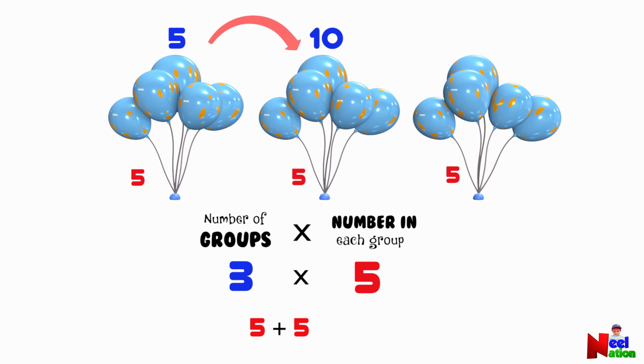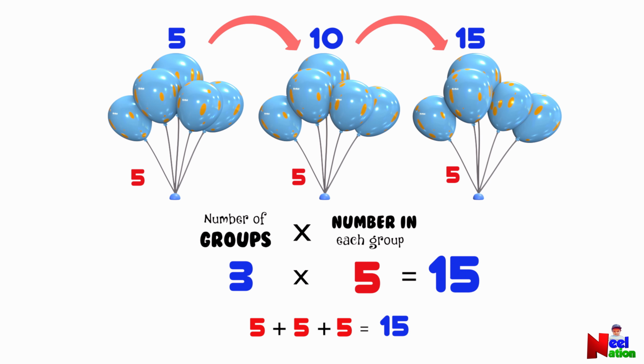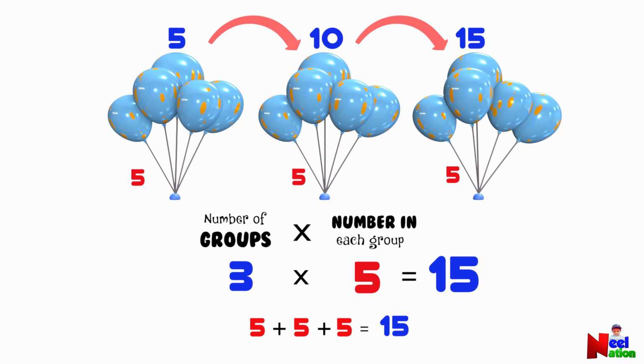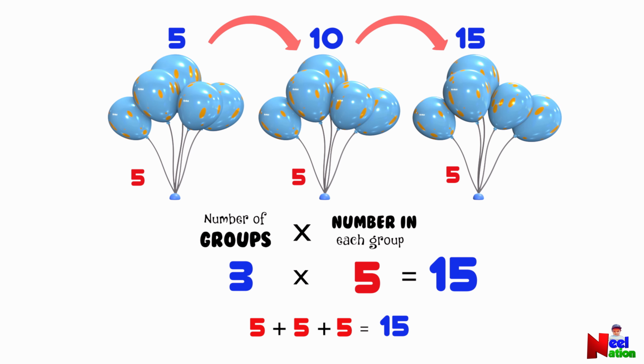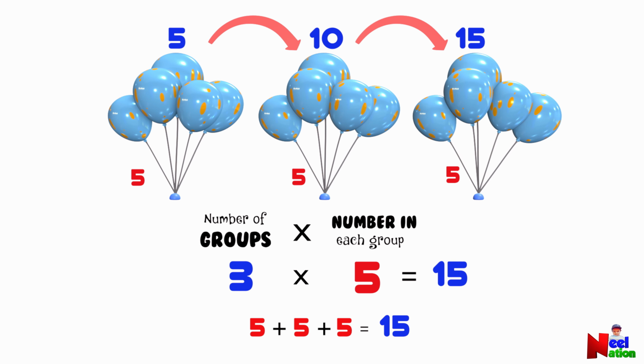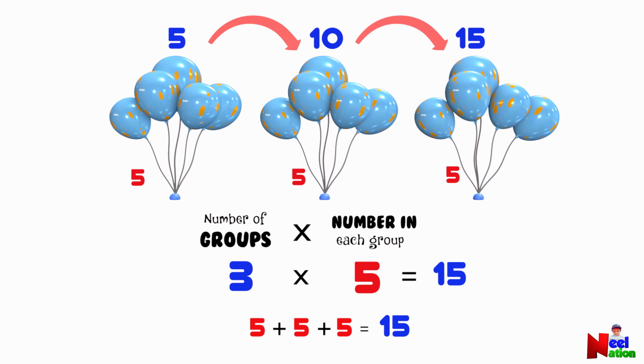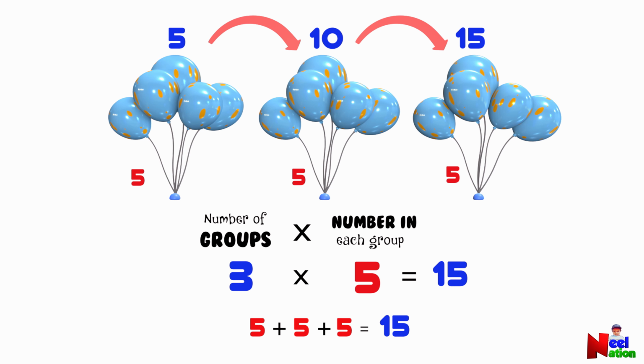5 plus 5 gives 10. Add one more 5 and that is 15. Instead of counting every balloon one by one, we can count by 5s 3 times. Once for each bunch. Let's do it together. 5, 10, 15. We counted by 5s 3 times. 3 times 5 equals 15. That means we have 15 balloons in total.